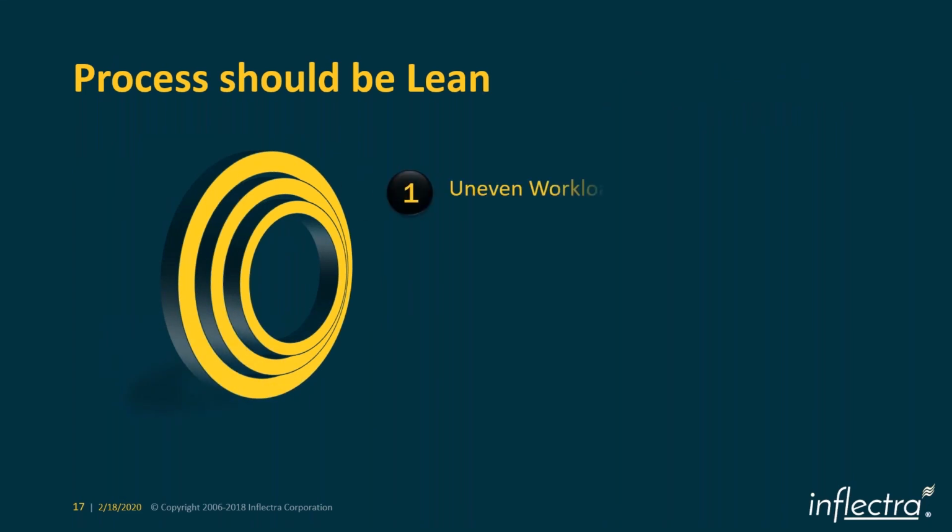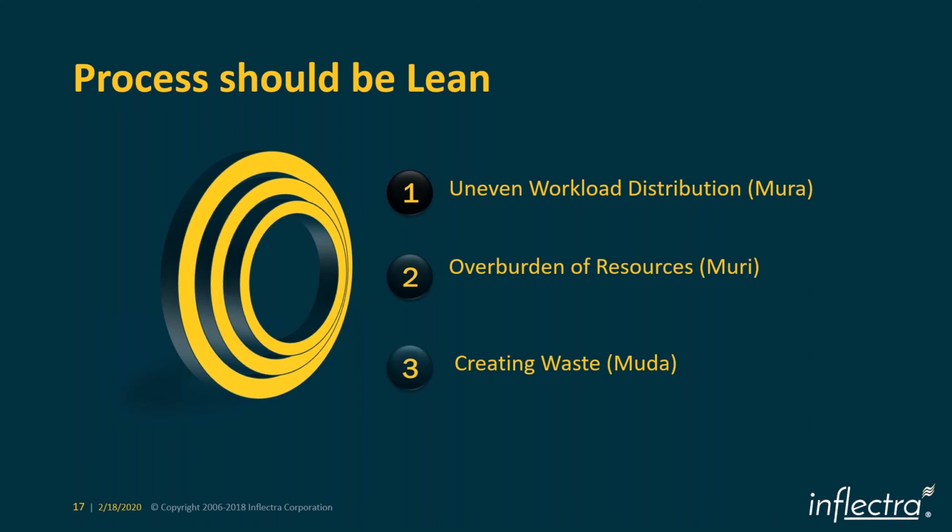Right, so processes should be lean. Like I mentioned just a few seconds back, it should not have an uneven workload distribution. In terms of lean, it's called Mura. When one person is working too much and the other person is not at some point in time, then it's going to be uneven distribution.